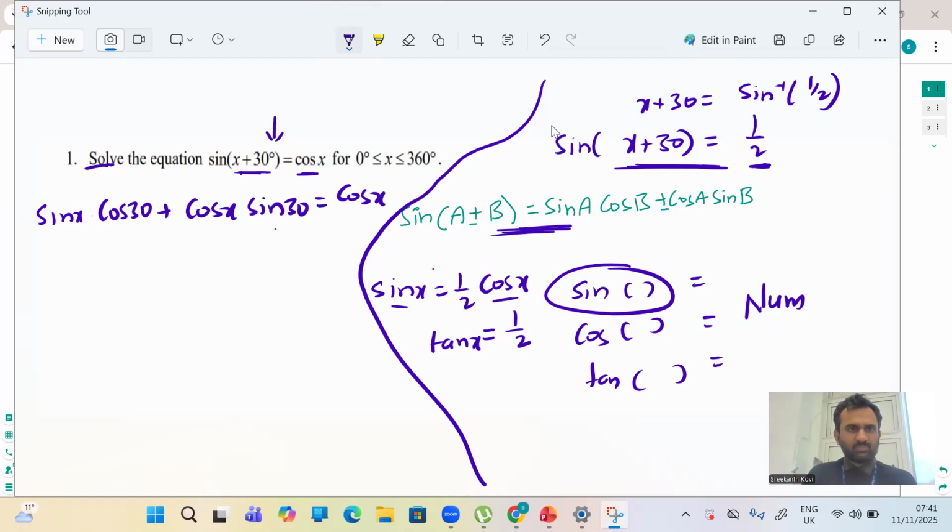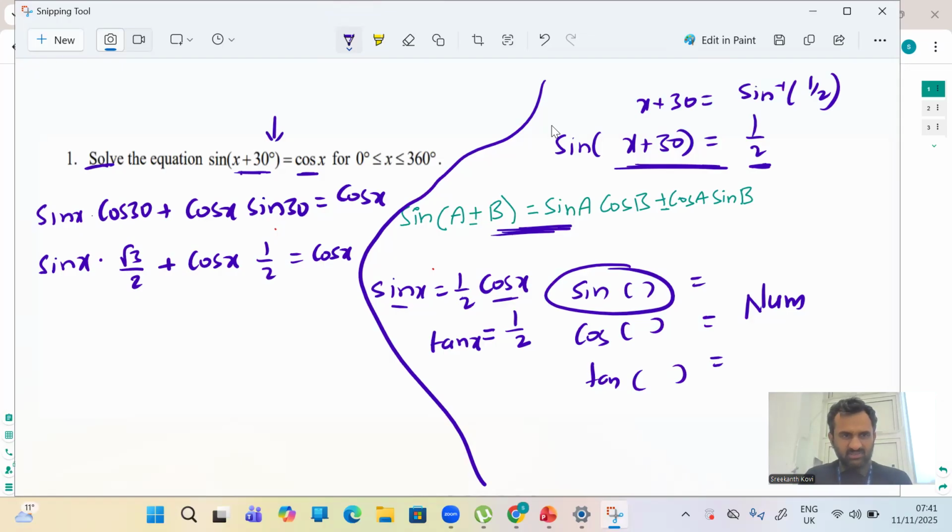And now you replace these values. Cos 30, you know the value already. So sin x times cos 30 is root 3 divided by 2, plus cos x, we don't know, you'll write as it is, sin 30 is half, is equal to cos x. Now you can see that whenever you have cos x on one side and the equation is with sin x and cos x, one of the best ideas is dividing by cos x both sides.